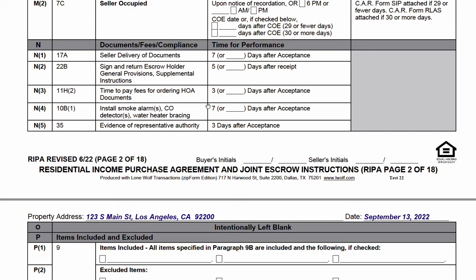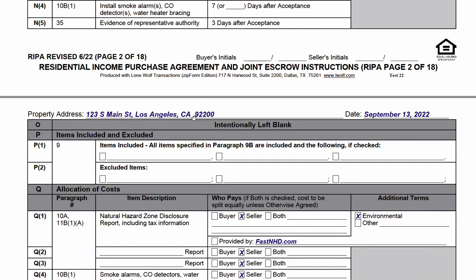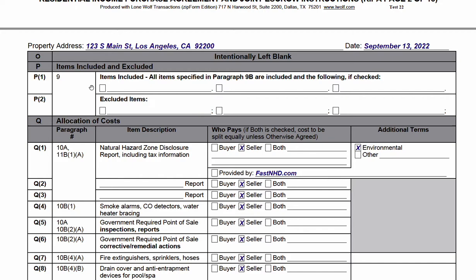And these are just time frames for the seller to be compliant, to pay for HOA docs, install smoke alarm, water heater bracing, etc. And we move on. Now real property is anything affixed to the property. And affixed is, I mean, like built in, attached.